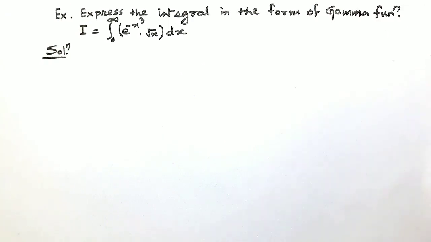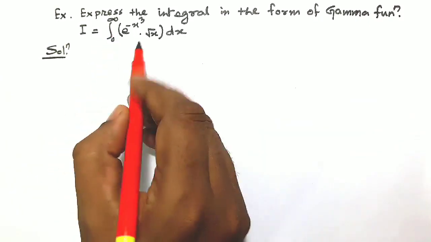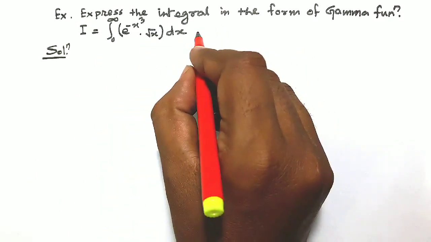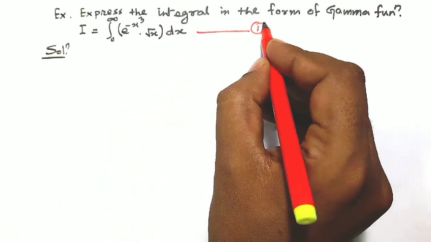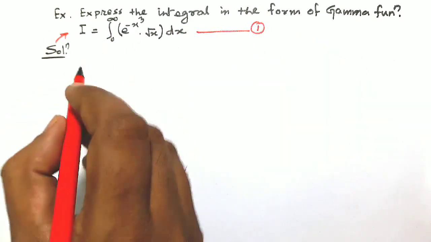Friends, express the integral in the form of gamma function where I is equal to integration 0 to infinity e to the power minus x cube into root x dx. We mark it 1. Now friends, what is actually the definition of gamma function?